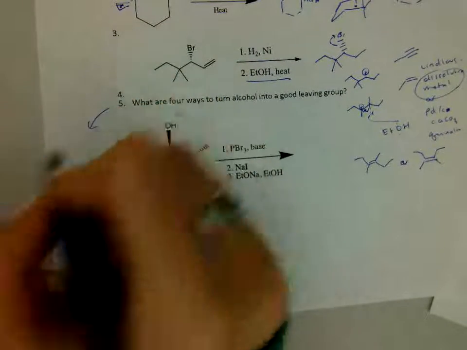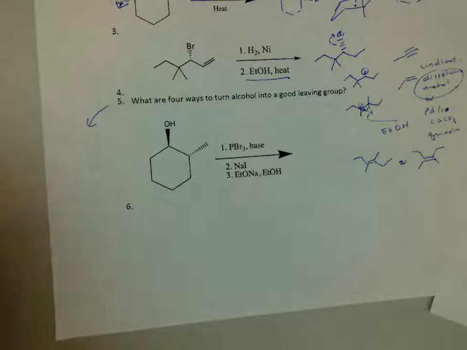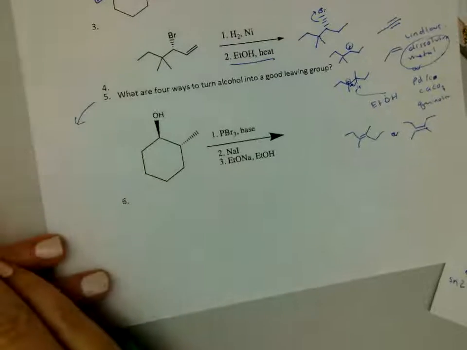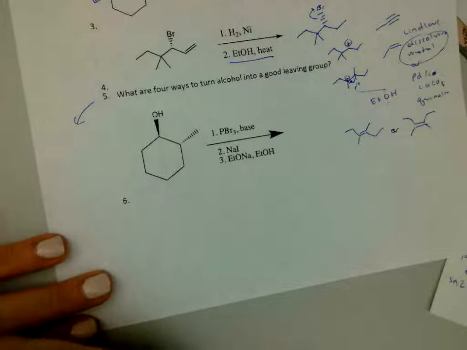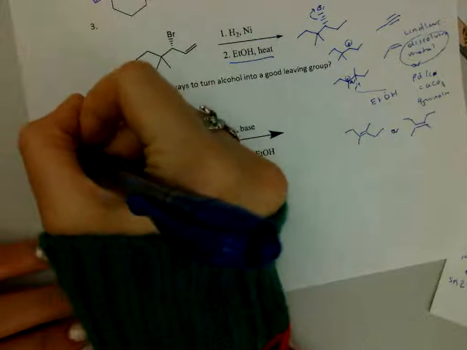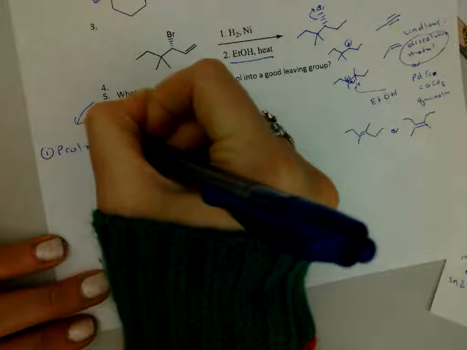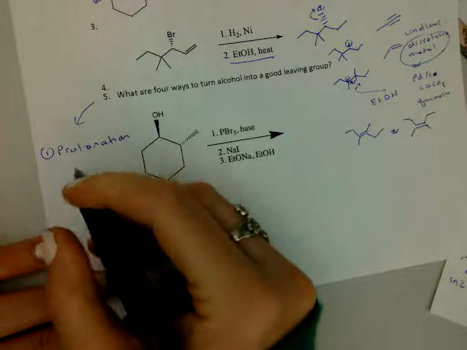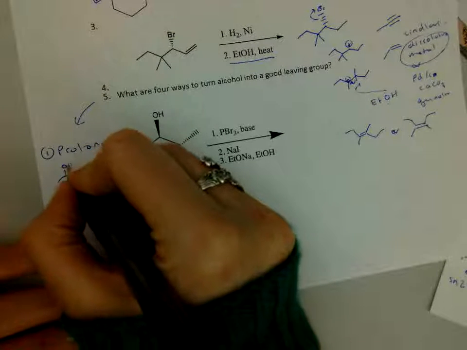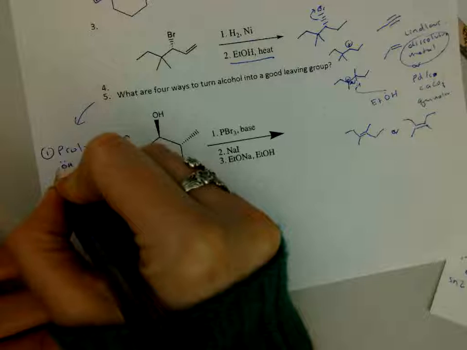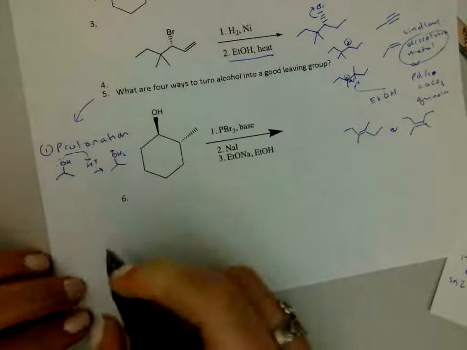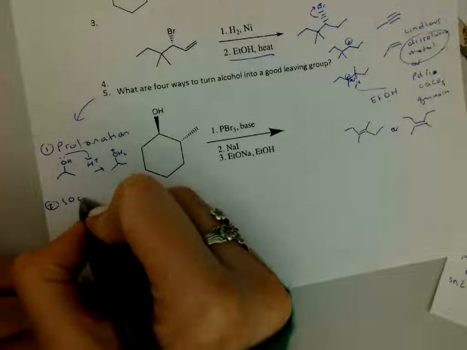Okay, so now what are the 4 ways to turn alcohol into a good leaving group? Hopefully you remember, hopefully you can pause this and ask yourself that question, but one of them is protonation. That protonation just basically turns it into water, which is a good leaving group. So if you have an alcohol plus H plus, it'll say OH2 plus.